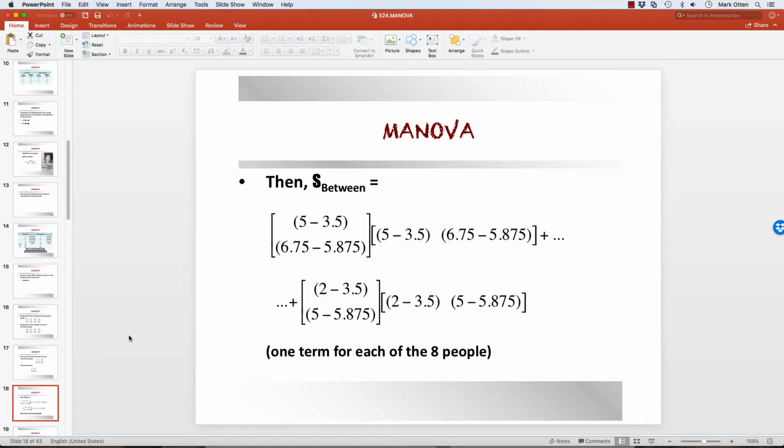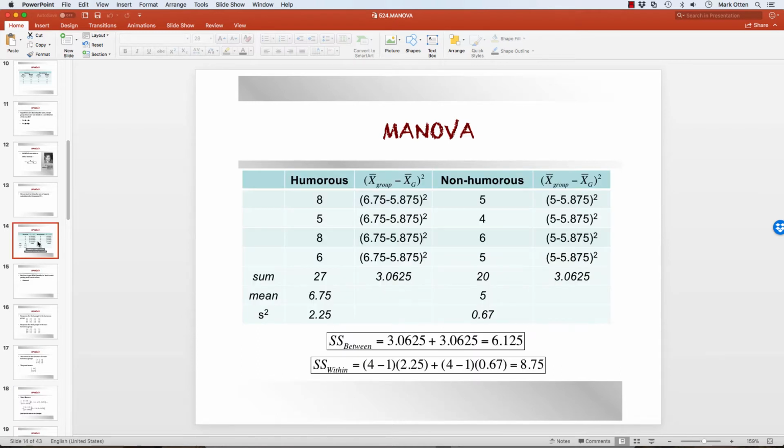Okay, so 5 minus 3.5, again, that is for the humorous group on the first DV, and you're squaring it by including it once in the left matrix there and once in the right matrix. The effect will be the same as squaring. Where did the 6.75 and the 5.875 come from? Well, now we're looking at the second DV. That's the humorous group on the second DV.